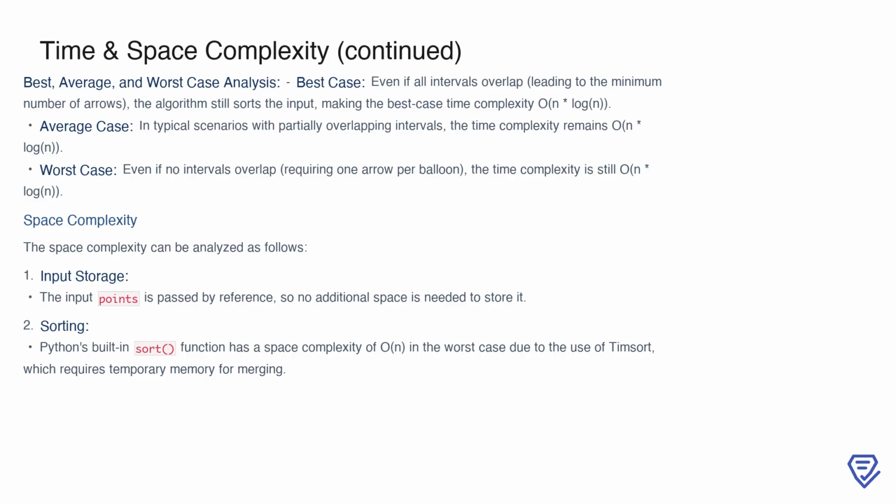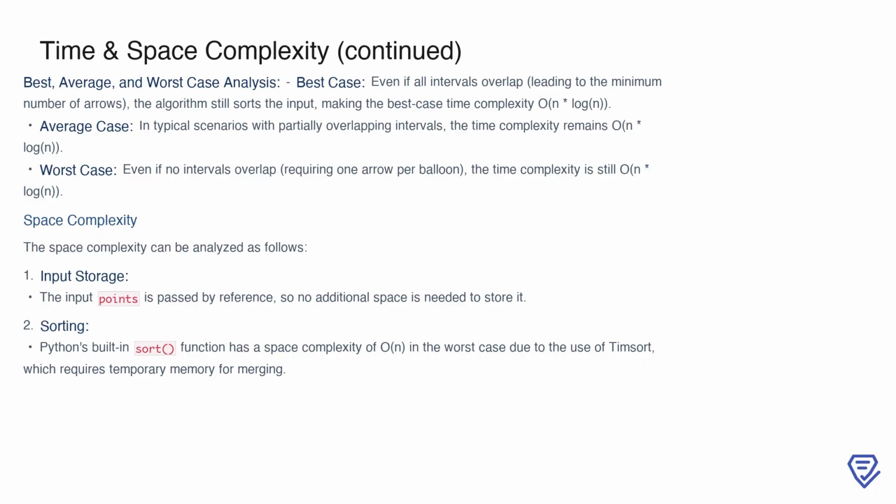In the best case scenario, even if all the intervals overlap completely, requiring the fewest arrows, the algorithm must still sort the input, making the time complexity O(n log n). For the average case, where intervals partially overlap, the time complexity remains O(n log n), because the sorting step still dominates. Similarly, in the worst case, where no intervals overlap and each balloon requires its own arrow, the time complexity is unchanged at O(n log n).